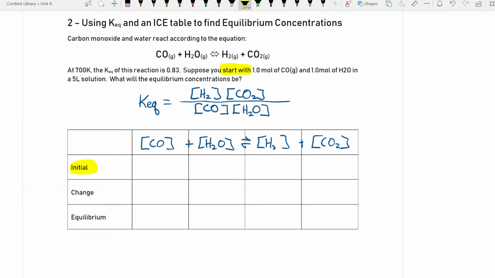Yeah, start with means initial, right? So 1 mole of carbon monoxide gas. And you might say moles per liter, though, Orlando. It's in a 5-liter solution. So can we turn that into a concentration if we feel so inclined? Yeah. What's 1 mole in 5 liters?